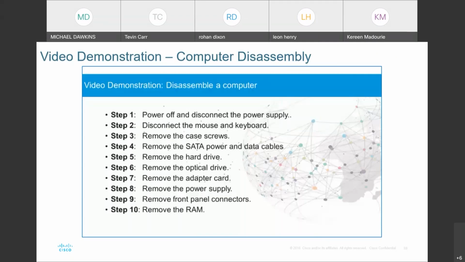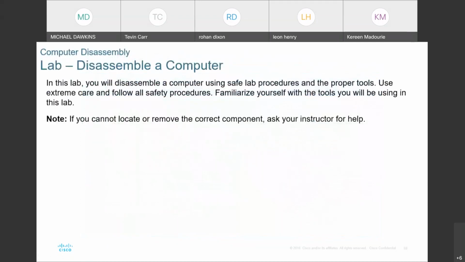All right. Remove the adapter card, whatever adapter card is there, you need to remove it. And then you remove the power supply. You can remove the power supply first if it is impeding the other components that you want to remove. So these are steps that you want to follow. But like I told you earlier, if some things are being impeded, then you remove the impediment. So then you remove the front panel connectors, and then you remove the RAM. When I say RAM, what am I talking about? Random access memory, right, we're talking about the memory modules.